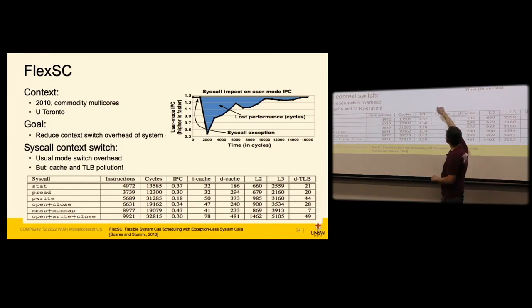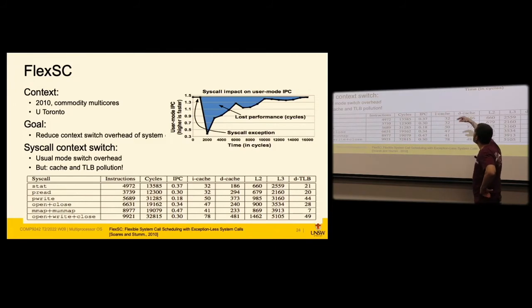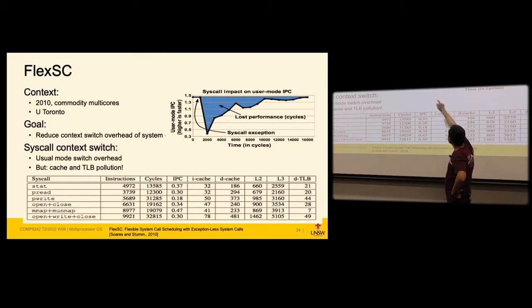So if you look at this graph, the x-axis is instructions per cycle, so how many instructions are being executed per cycle, and then the y-axis is just time, and you see the system executing. So you've got user level executing, you've got about 1.5 instructions per cycle, and then it switches into the kernel.